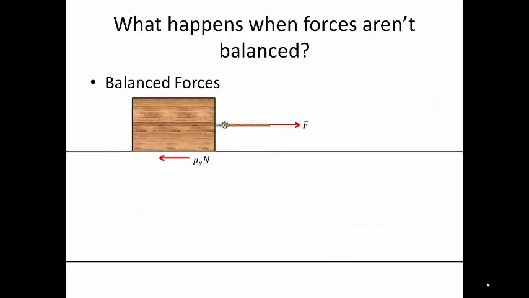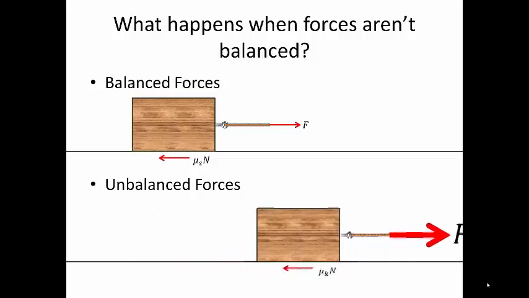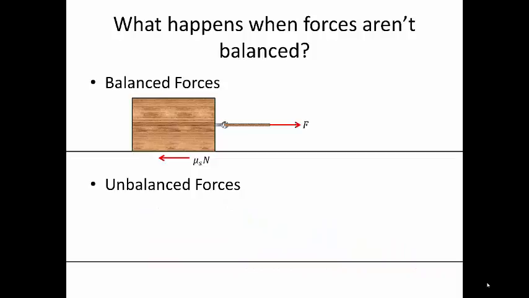What happens when the forces aren't balanced? When we have forces that are balanced, we don't have any motion. If we have unbalanced forces, say for example we have our block and we have a really large force pulling on it compared to our friction force, which is small. In that case, our block begins to accelerate and moves.